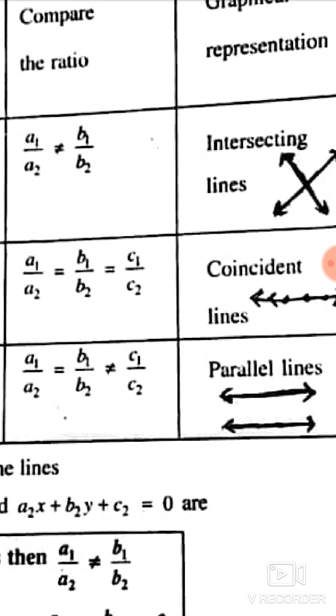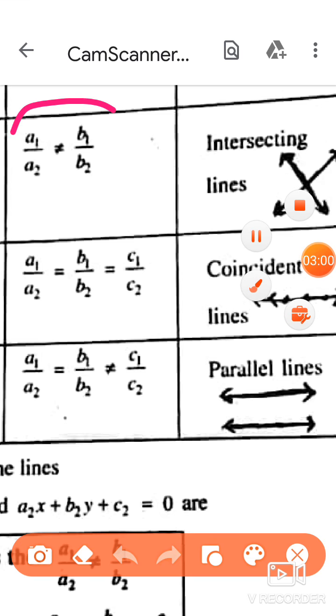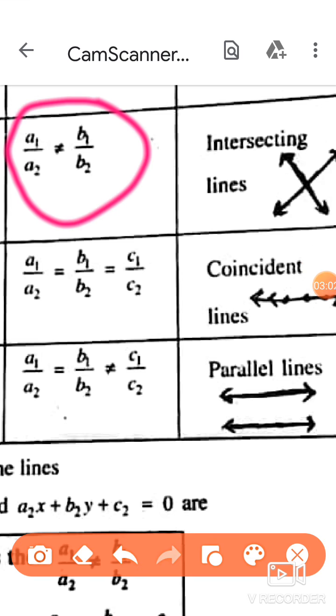Now if a1 upon a2 is not equal to b1 upon b2, means first two ratios are not equal, then the lines are intersecting lines, and since the lines are intersecting lines, they intersect at only one point, and therefore in such a situation the equations have only one solution, that is called a unique solution, because the lines are intersecting at only one point.